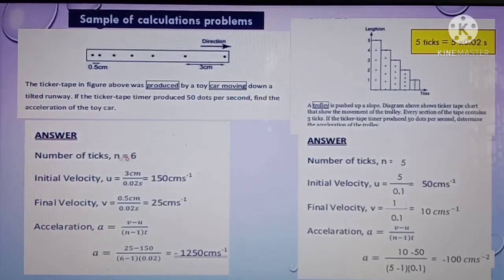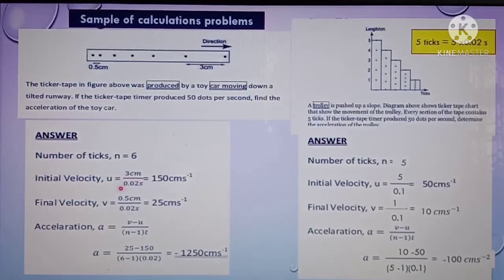Okay, look at the answer here. Number of ticks n equals 6. Initial velocity, where we should calculate initial velocity. So this is the first tick. So you calculate here, not here. So based on the direction to the right, this is the first dot, meaning this one is the first tick. This one is the final tick. Okay, so initial velocity u, 3 divided by 1 tick, 0.02 second. So we get 150 centimeter per second. Final velocity 0.5 divided by 0.02 seconds, so we have 25 centimeter per second.